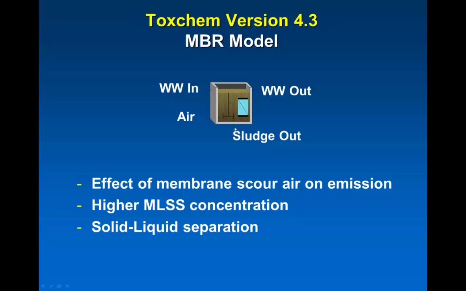bottom connection here. The major difference between a normal activated sludge system and the MBR is that a lot of scouring air is used to clean the membranes in membrane bioreactors. And the effect of membrane scour is modeled in the new model of the MBR to find out the extra emissions that you might expect in the air. Also, MBRs are operated at higher MLSS concentration, so you can expect higher biodegradation rates. And also, this unit process is equipped with a solid-liquid separation built into the system.